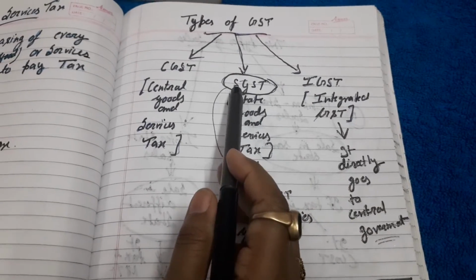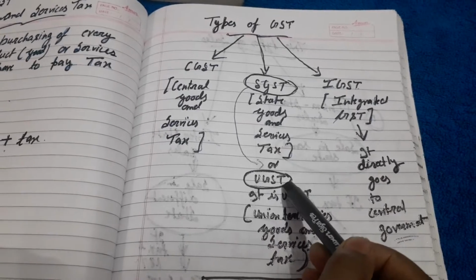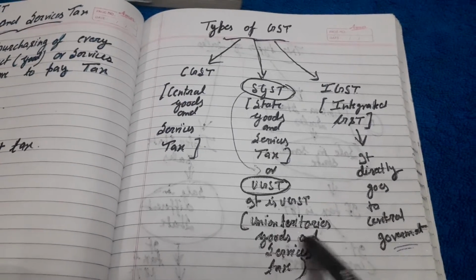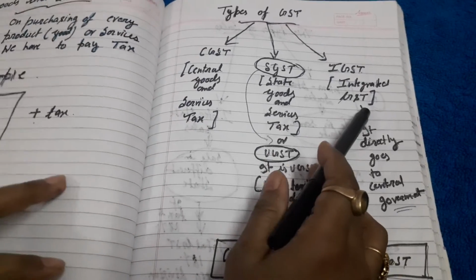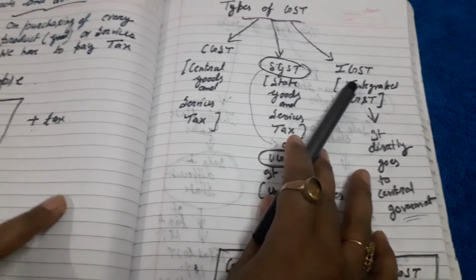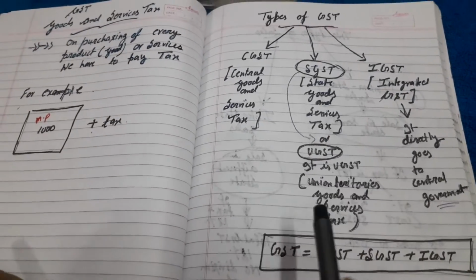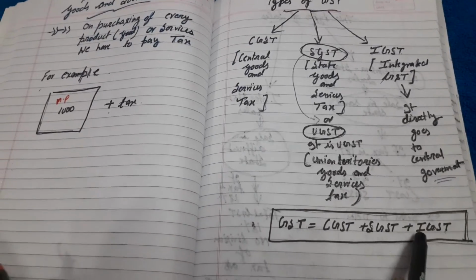SGST in a few cases is also termed as UGST. Why? It is Union Territories Goods and Services Tax. So there are three types of taxes. I will explain to you when these are used and when this one will work. Actually, the formula of GST is CGST plus SGST plus IGST.